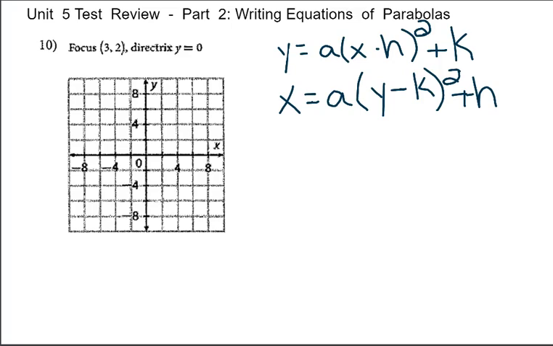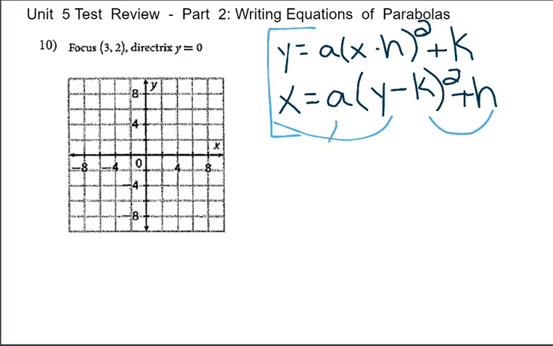So your goal for this section is to be able to write the equation in this format. We have two possible scenarios, and you'll notice they're very similar. The only difference is the x's and the y's are swapped and the h's and k's are swapped. And remember that h and k is always our vertex. So that will be a key point that we'll need to put into our equation.